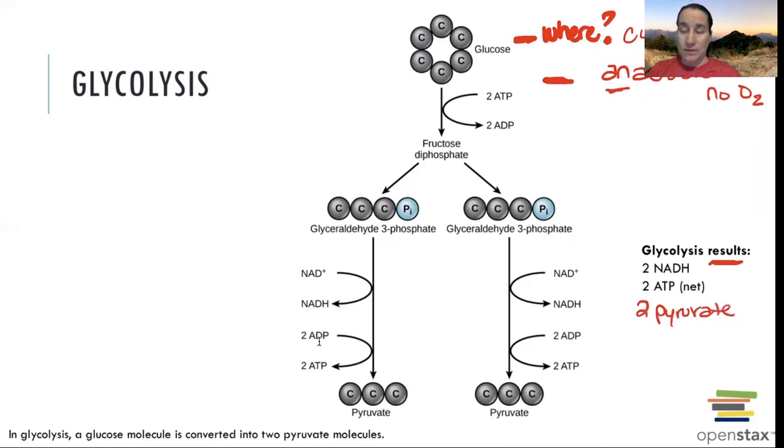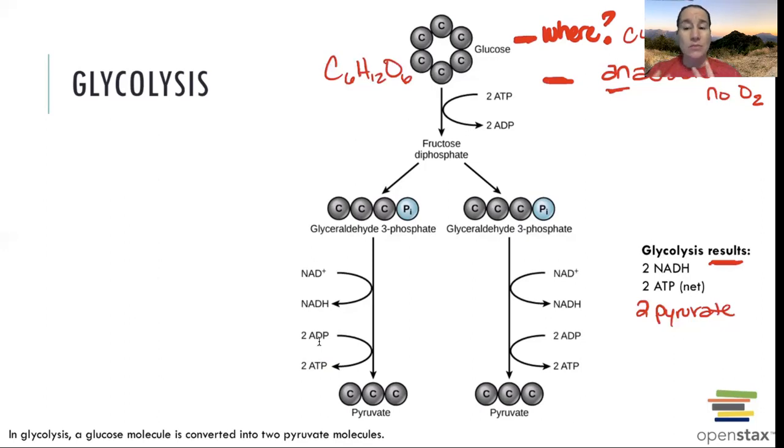So with glycolysis, we're going to take in one molecule of glucose. And if we remember glucose, we wrote it as C6H12O6. And we're going to take that molecule of glucose that has 6 carbons as its backbone, and we are going to split it in half.